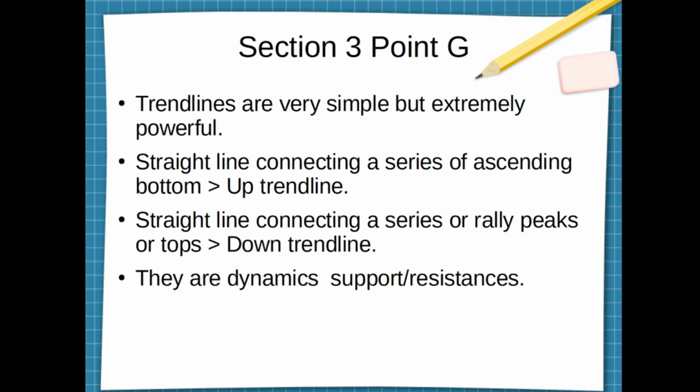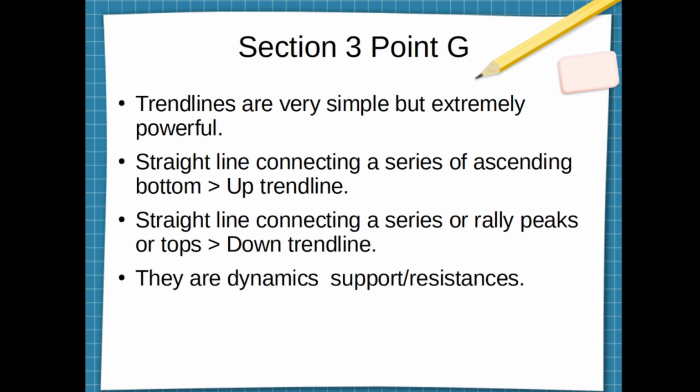Now, trendlines are very simple, but they are extremely powerful. Generally, they are a straight line connecting a series of ascending bottoms. We call that an uptrend line, or a straight line connecting a series of peaks or tops is called a downtrend line. Generally, you'll find that in a downtrend. They are dynamic supports and resistances.